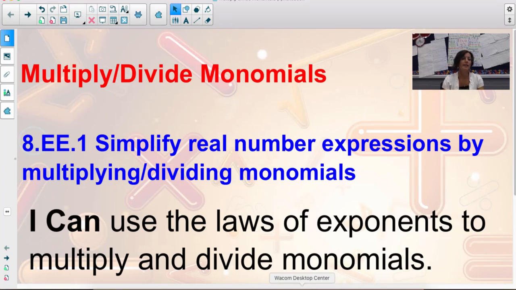Hi, welcome back. Tonight's video is multiplying and dividing monomials. Our standard is 8.EE.1, simplify real number expressions by multiplying and dividing monomials. Our essential question: how can I use the laws of exponents to multiply and divide monomials? Please get it written down, let's get going.